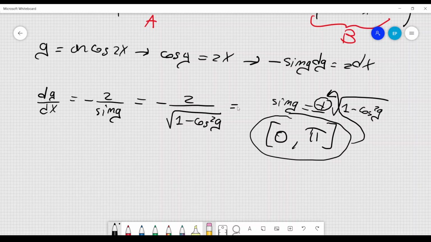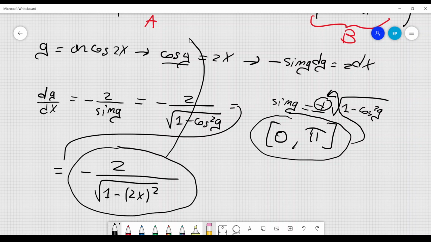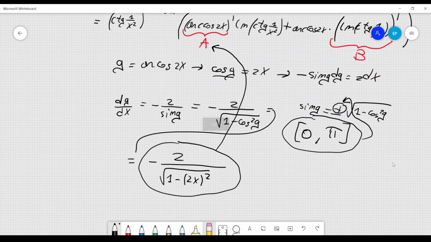So let me also rewrite this here. This is equal to minus 2 divided by the square root of 1 minus cosine squared, but the cosine of g is equal to 2x, so it's 1 minus 2x squared. And this is the first result that we have to replace in here instead of A. I'm not going to do it, it is just a simple substitution.